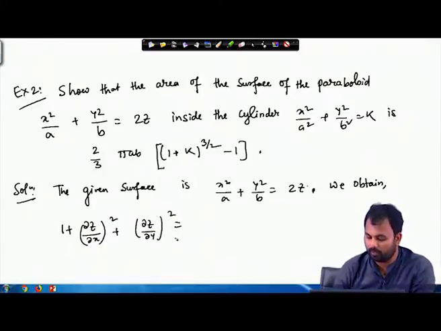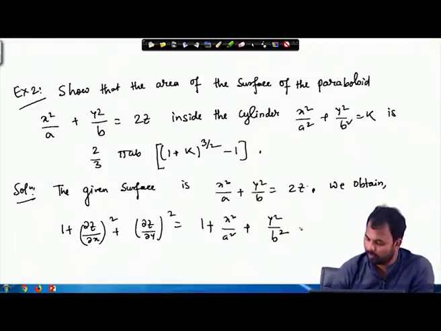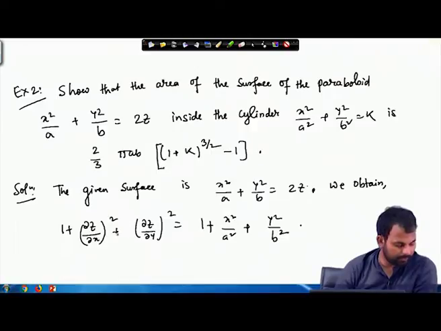Now from here, if I calculate del z del x and del z del y, then this will be 1 plus 2x by a, and then the 1 and 2 will get cancelled. So basically x square by a square, and then y square by b square, right? Yes. So this is what we obtain here.